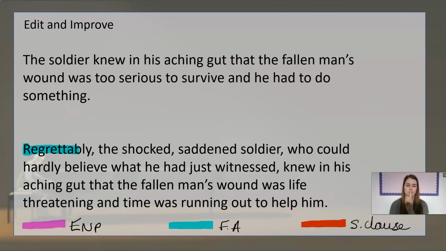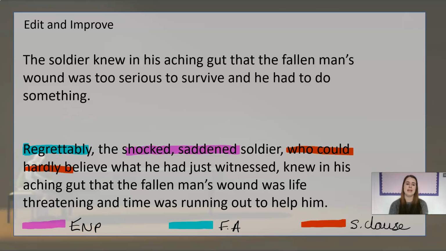Okay, well I can see here, regrettably, this is my fronted adverbial. Okay, and we know it's a fronted adverbial because it's telling me how the action's going to happen. And I've got the shocked, saddened soldier. Okay, and I've actually used alliteration in there 3 times because it's got shocked S, saddened S, soldier S. I've used the S sound for those.